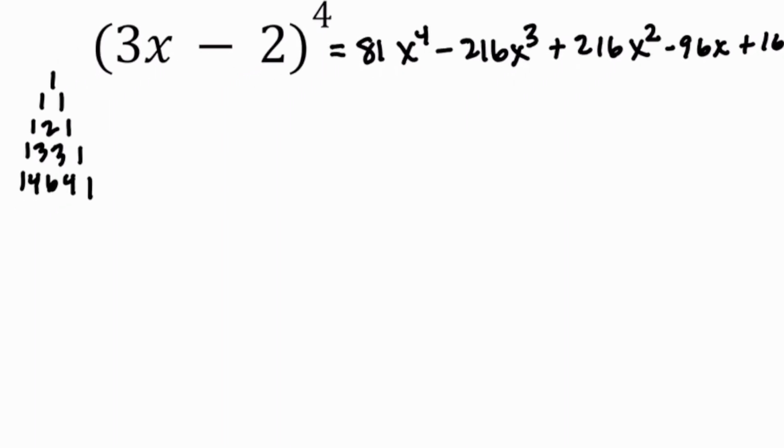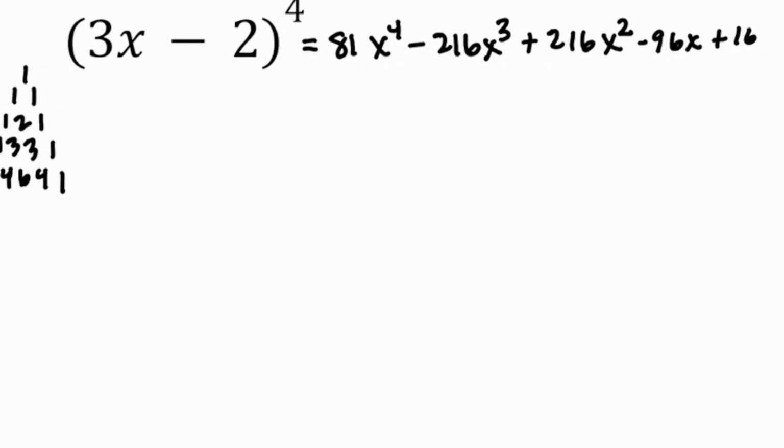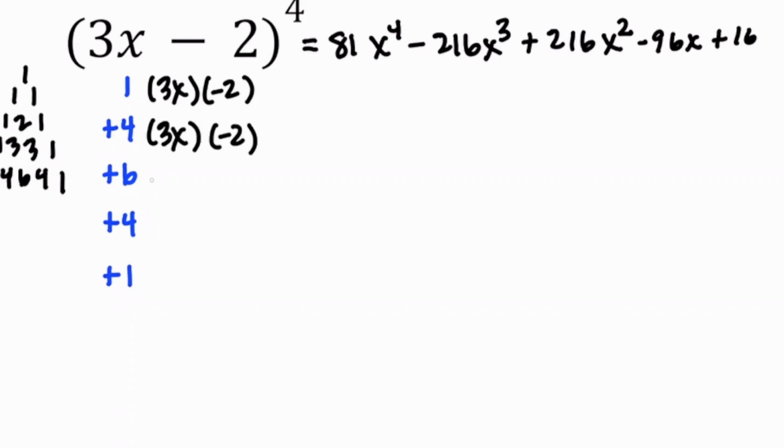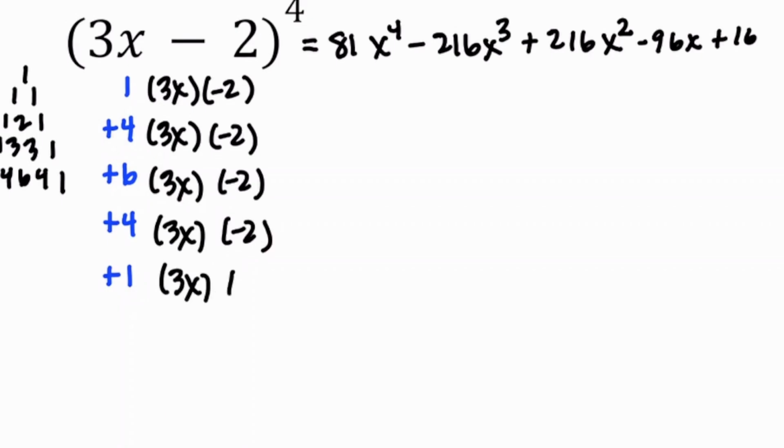There we go. You can see it now, it's 14641. We've made this quite a few times at this point. All right, so I'm going to have a 1 plus 4 plus 6 plus 4 and plus 1. The actual terms are going to be some power of 3x and some power of negative 2. The powers of 3x go down, the powers of negative 2 go up.